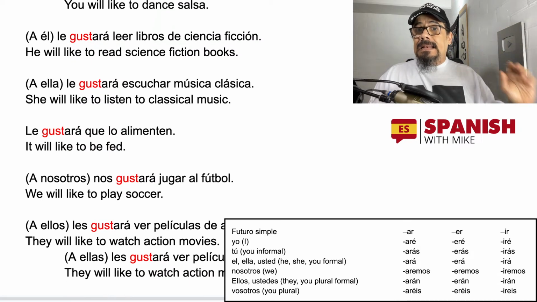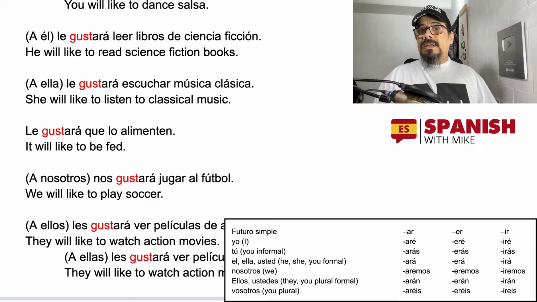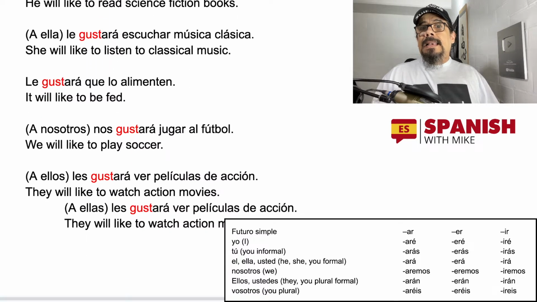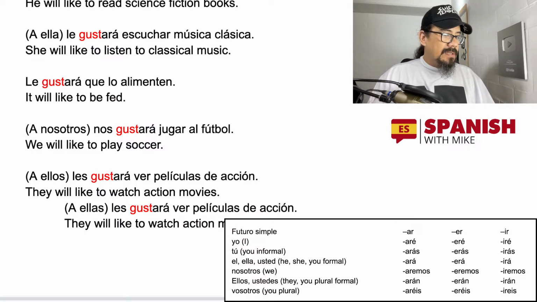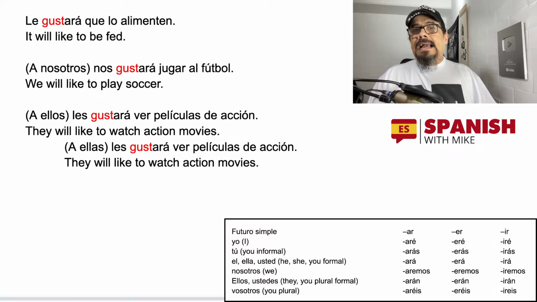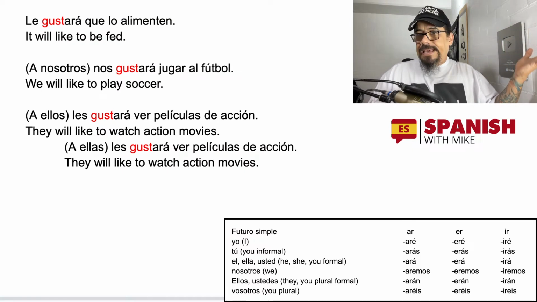Le gustará leer libros de ciencia ficción. A él. He will like to read science fiction books. Le gustará escuchar música clásica. A ella. She will like to listen to classical music. Le gustará que lo alimenten. A eso, a ello. It will like to be fed.